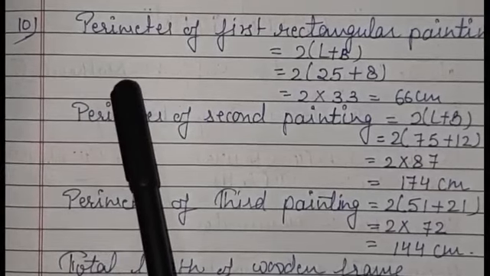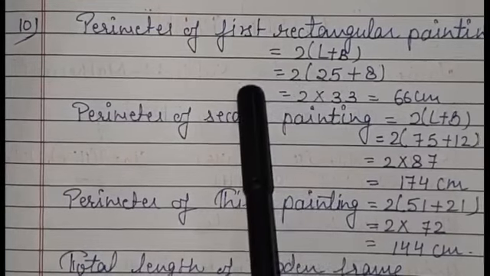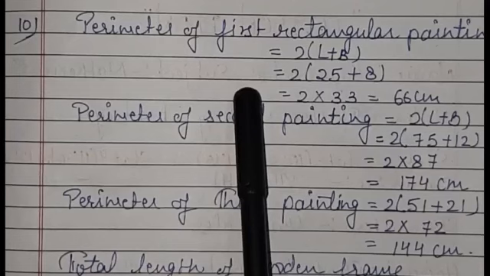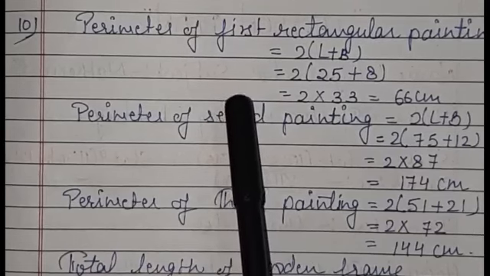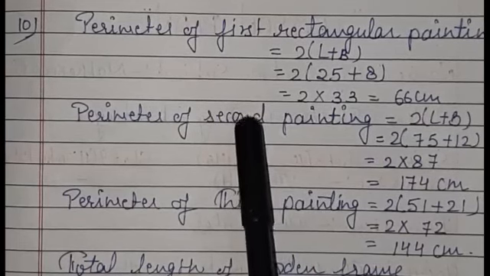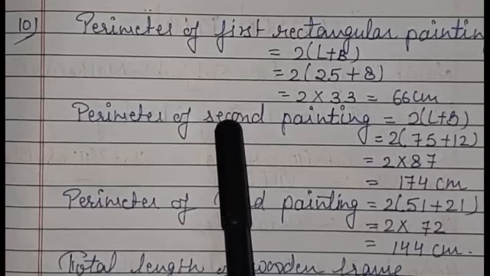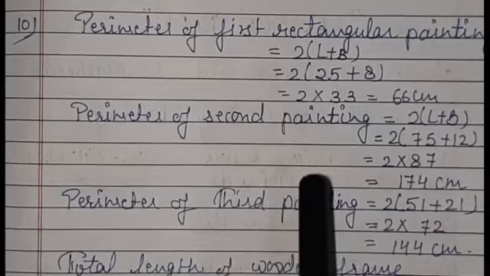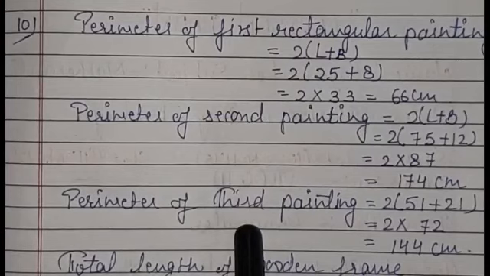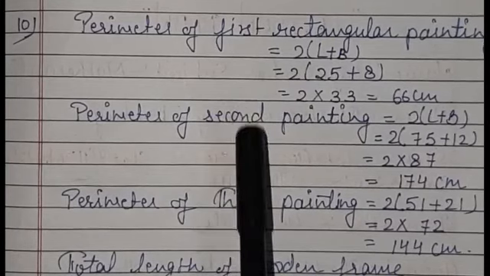Now come to sum number 10. The dimensions of 3 paintings are 25 centimeter by 8 centimeter, 75 centimeter by 12 centimeter and 51 centimeter by 21 centimeter. Sister Lucky wants to frame the paintings using wooden frames for all the 3 paintings. What length of the wooden frame should she order? So we have to find out the length of wooden frame. So for that we have to calculate each painting's perimeter and then add it, right? That much of wooden frame is required for these paintings.